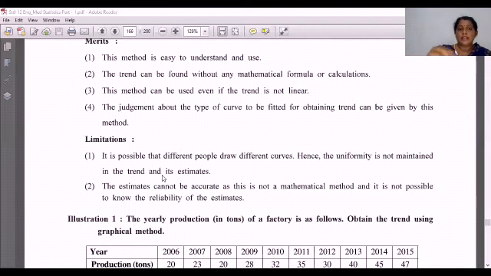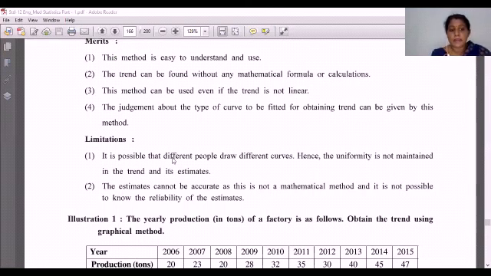In joining the dotted points, some people will use a straight line, like freehand drawing we are doing, like this some people are doing, otherwise some are using a scale and pencil. In short, I want to tell you that whatever diagram you get on the basis of this will not be the same, all will be different. Okay. So the judgment about the type of curve to be fitted for obtaining trend can be given by this method. Right?